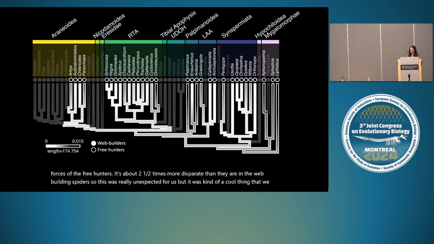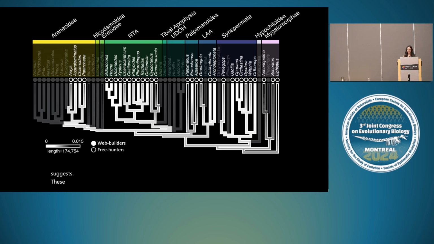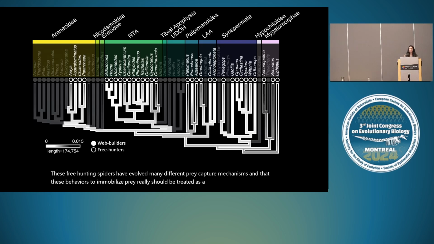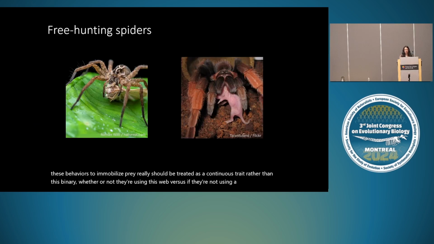And it really suggests that these free hunting spiders have evolved many different prey capture mechanisms, and that these behaviors to immobilize prey really should be treated as a continuous trait rather than a binary, whether or not they're using a web. For example, with the free hunting spiders, there's really a variety of ways that they can immobilize prey.